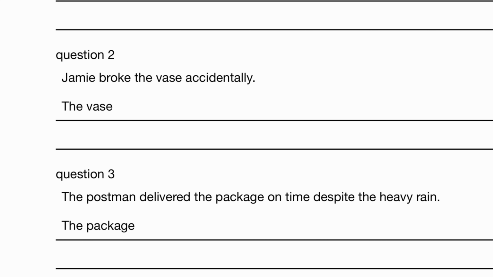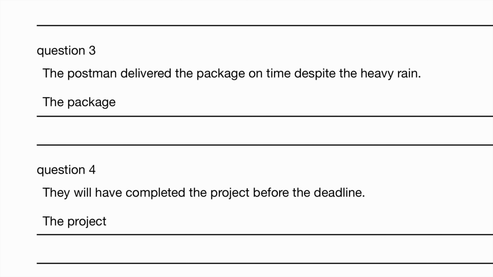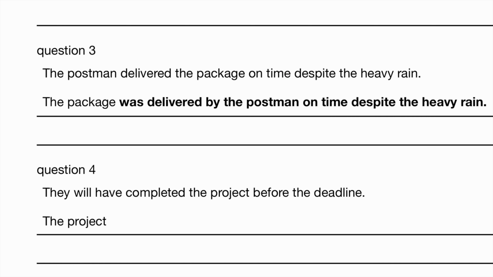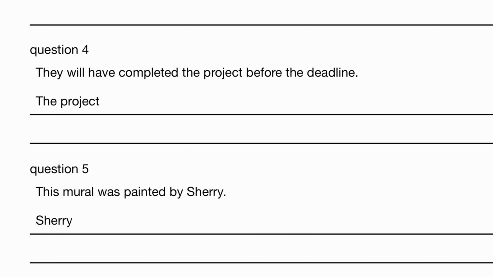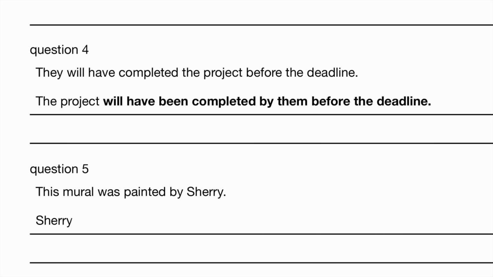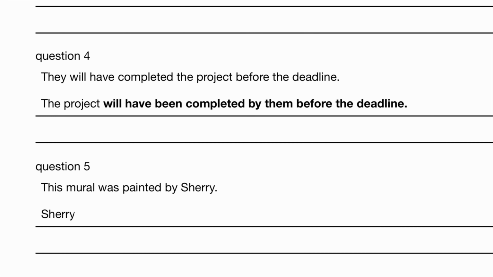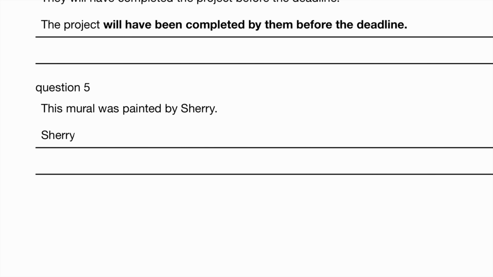We have here in the past tense, Jamie broke the vase accidentally. So the vase, one vase, singular, was accidentally broken by Jamie. The postman delivered, past tense, the package on time despite the heavy rain. The package was delivered by the postman on time despite the heavy rain. They will have completed, so future perfect tense, the project before the deadline. So the project will have been completed by them before the deadline. This mural, past tense, was painted by Sherry. Sherry painted this mural.